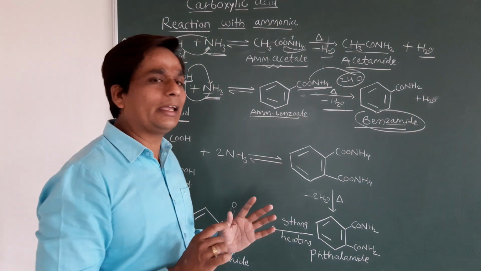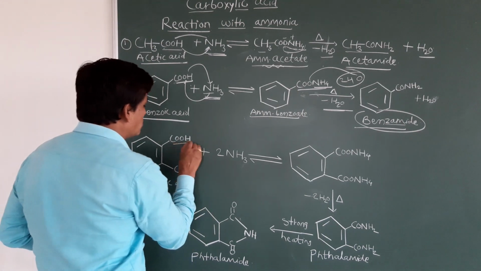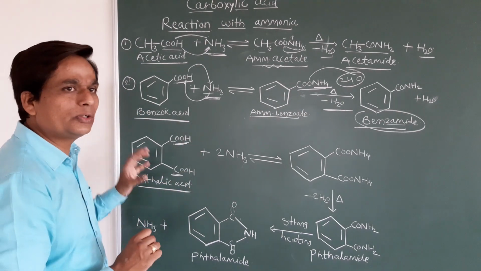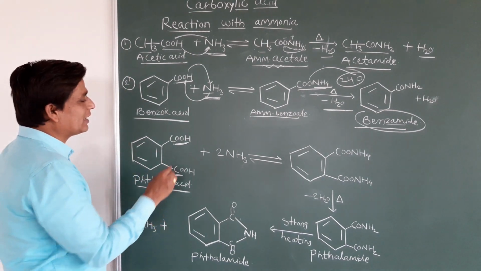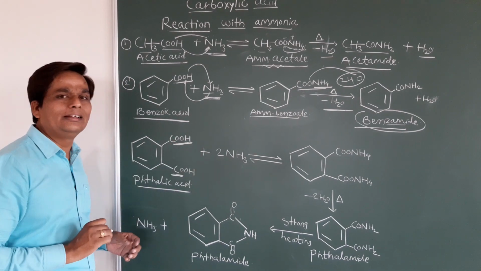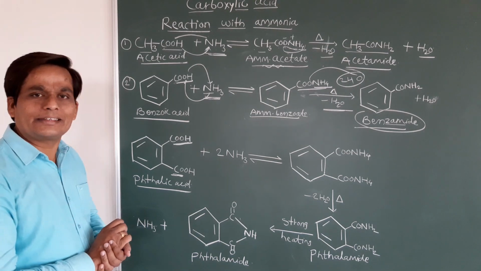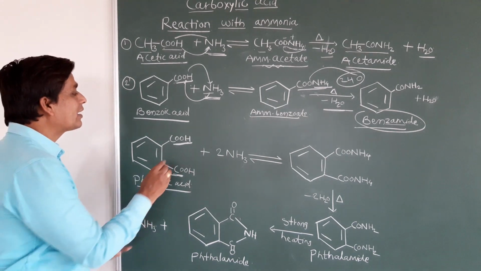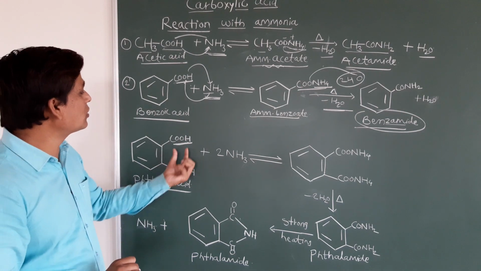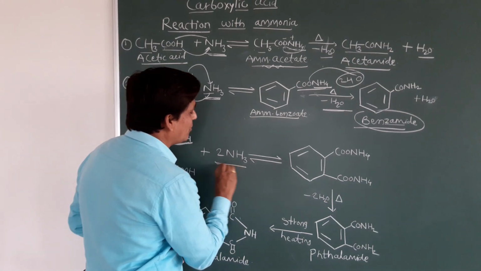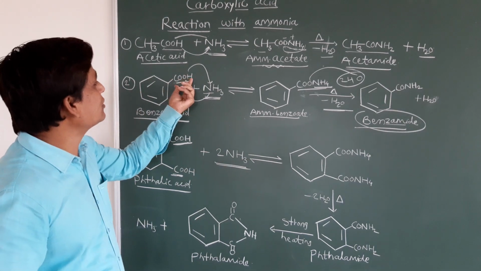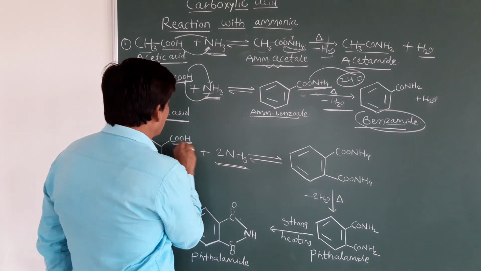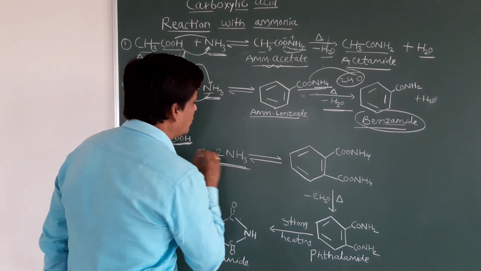Another example I am taking is a dicarboxylic acid, which means two carboxylic groups are attached here. The best example is phthalic acid. You know the structure of phthalic acid: a benzene ring containing two carboxylic groups. We can say it is phthalic acid, or benzene-1,2-dioic acid, because two carboxylic groups are there. Here, with two carboxylic groups, we need two ammonia molecules. In the previous reactions only one carboxylic group was there, so we took only one molecule.